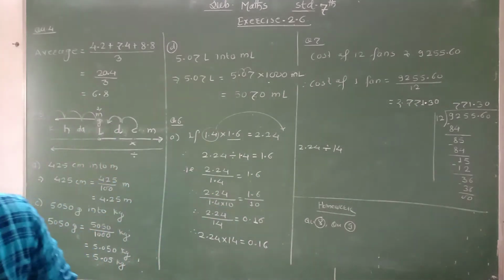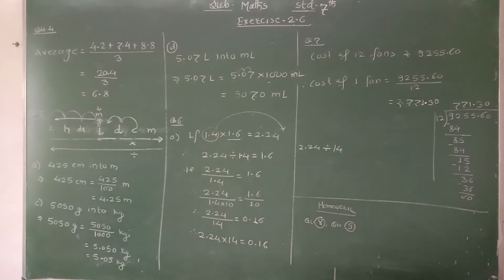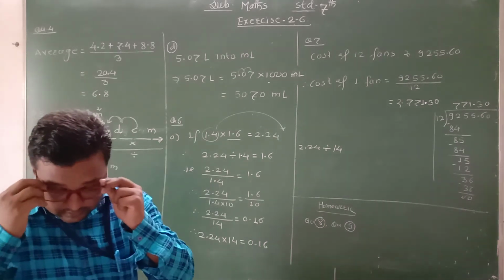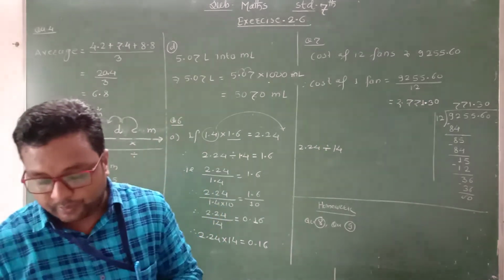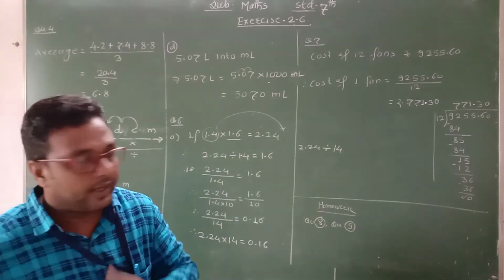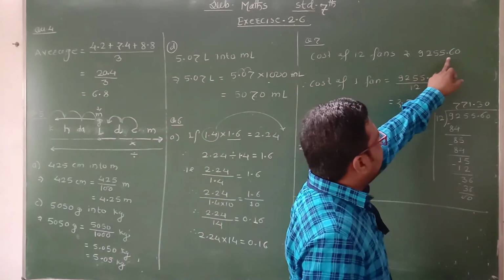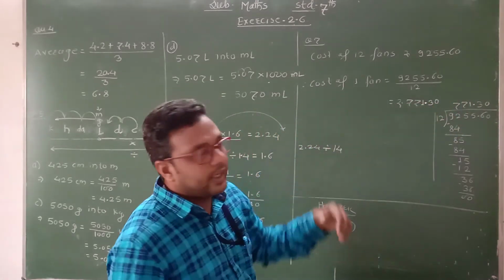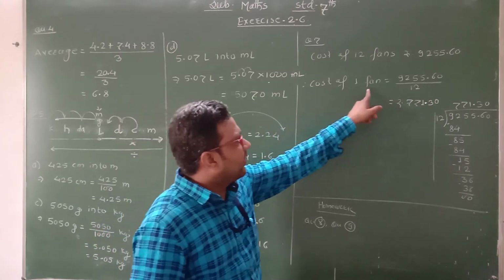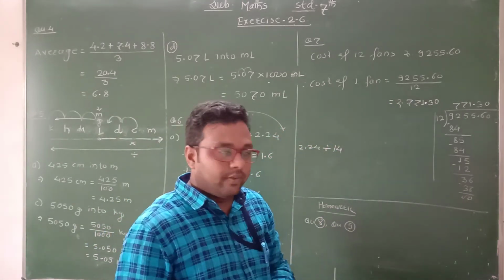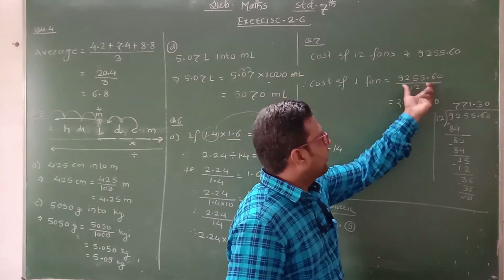Okay, see the next question, question number 7. A word problem is given. The cost of 12 fans is rupees 9255.60. Find the cost of each fan. See, the cost of 12 fans is given, 9255.60. Here we have to find out the cost of each fan. Therefore, I write: cost of one fan is equal to, what do we have to do here? Division for that. Therefore 9255.60 is divided by 12.